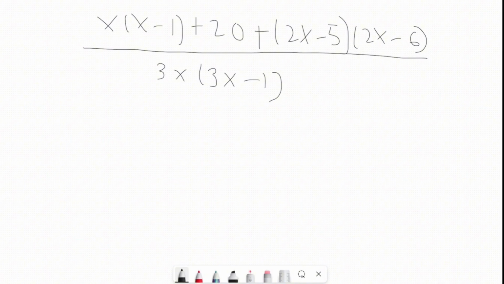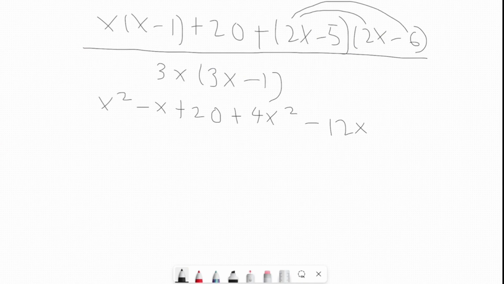Okay, so we've got x times x minus 1. As we know, that's x squared minus x plus the 20. And then we need to expand this double bracket. Well, 2x times 2x is just 4x squared. And then we do 2x times minus 6, which will give us minus 12x. The minus 5 and the 2x gives us minus 10x. And then the minus 5 and the minus 6 gives us positive 30.